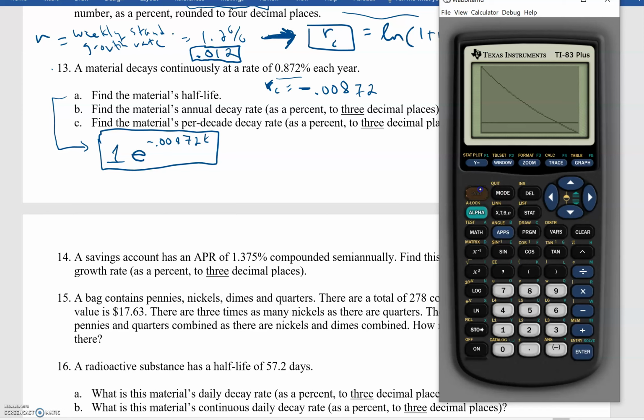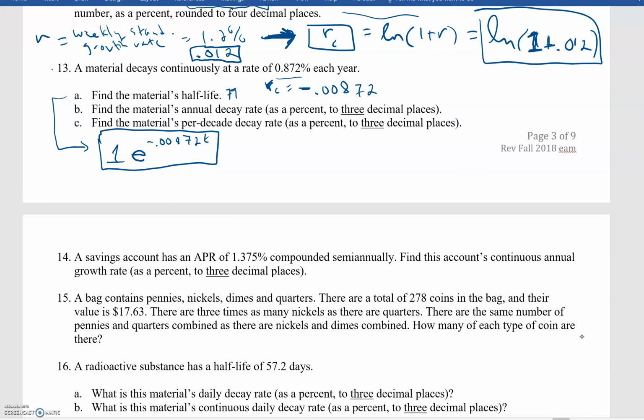So there's our intersection, and this represents our half-life. So we'll do calc intersect. And that's 79.49. So that's years. 79.49 years. Let's find the annual decay rate, part B.